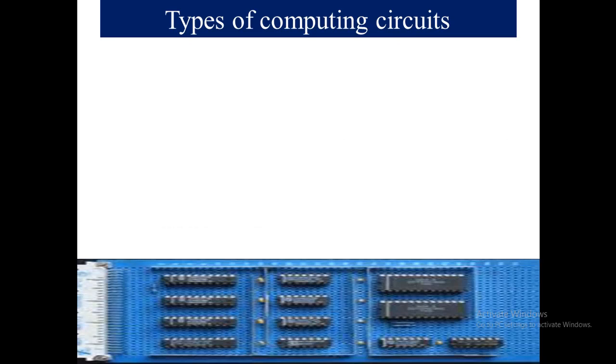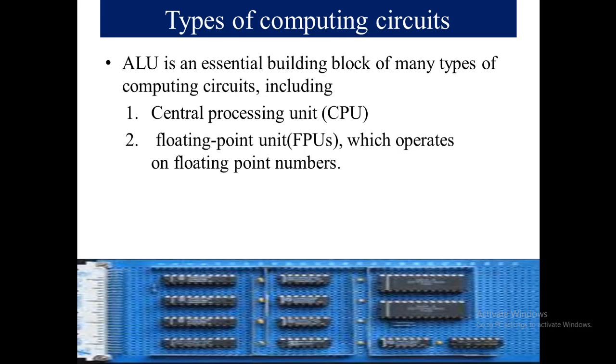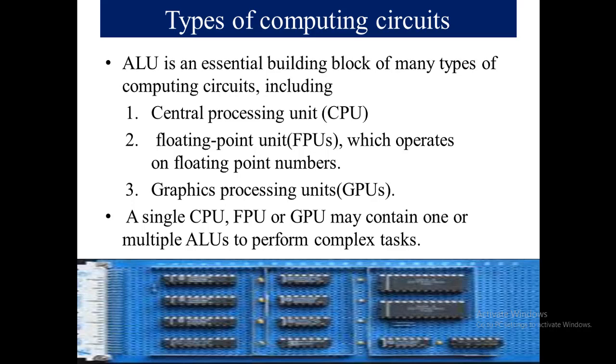So what are the different types of computing circuits? ALU is an essential building block of many types of computing circuits, including CPU, that's central processing unit, floating point units, that is FPUs, which operate on floating point numbers, and GPUs, that is graphical processing units. So a single CPU, FPU or GPU may contain one or multiple ALUs according to the requirement to perform complex tasks.